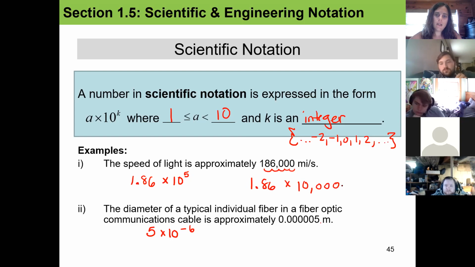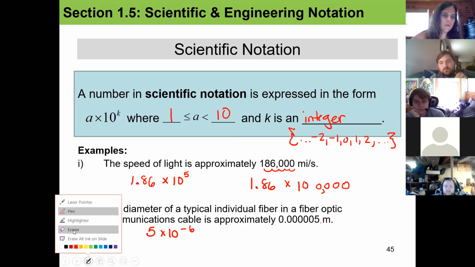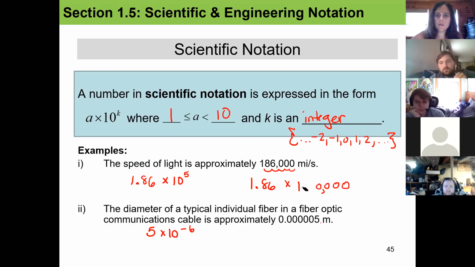Oh, it is not 10,000. It's 100,000. I need 5 zeros. So that was silly of me. I'm going to put 4 zeros on that. It's 5 zeros. It's 100,000. Get a little nicer.